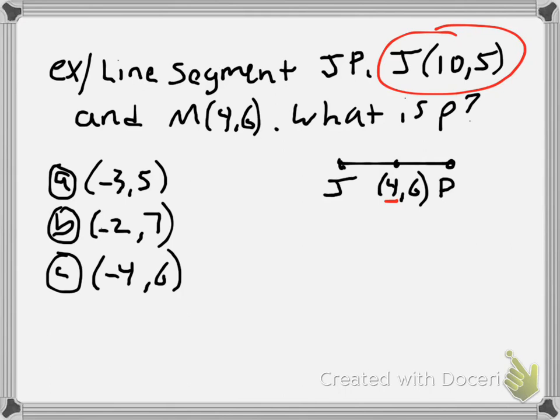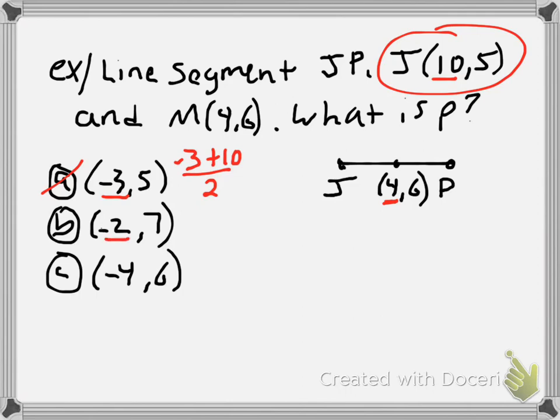So I'm going to test out A first. I know that if I add the two x values and divide by 2, it should equal 4. So let's try it real quick. Negative 3 plus 10 divided by 2. Well, negative 3 plus 10 is 7. 7 divided by 2 does not equal 4, so automatically it's not A. So now I'm going to try B.